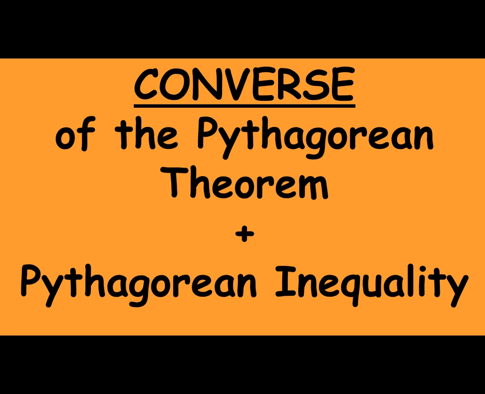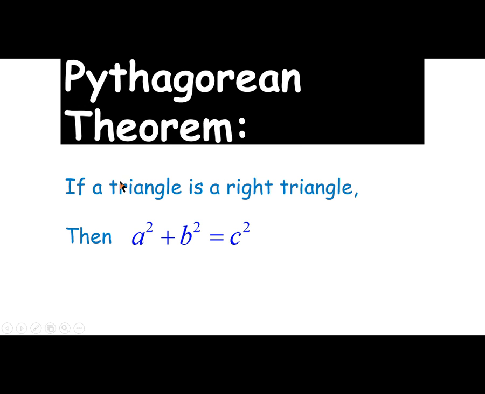Hello, Latin geometry students. In this assignment, we are going to talk about the converse of the Pythagorean theorem and the Pythagorean inequality. That's a lot of words for just a couple extra tricks you can do with the Pythagorean theorem. See, the Pythagorean theorem, as you've learned it, is that when we have a right triangle, we can use this formula. If you have a right triangle, then a squared plus b squared equals c squared works.